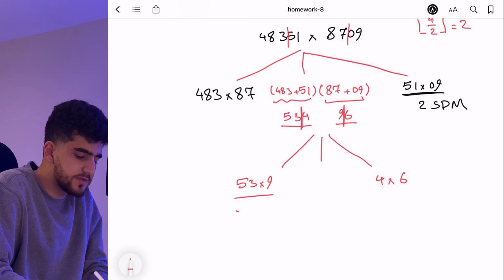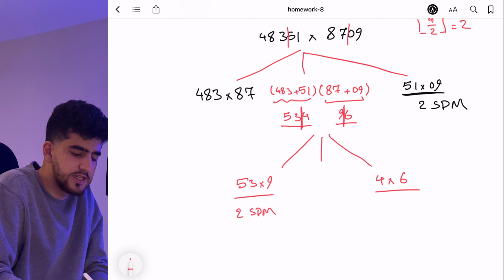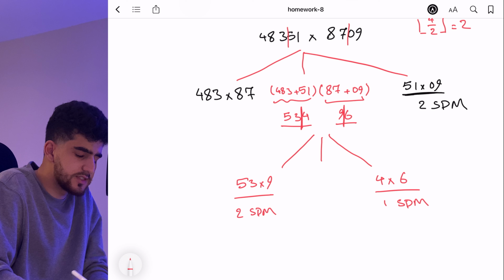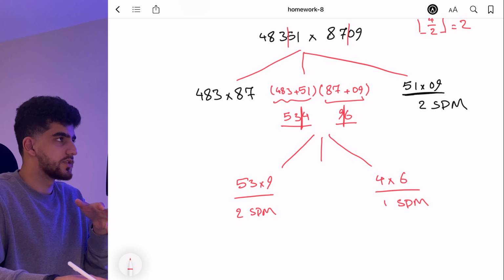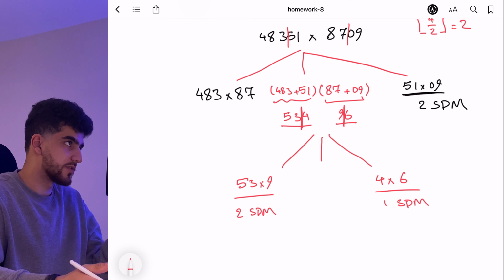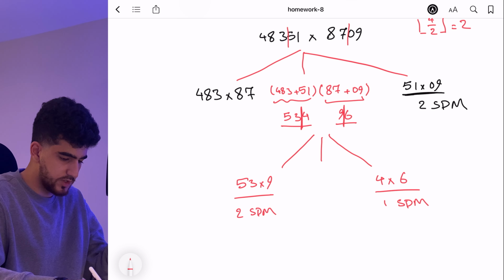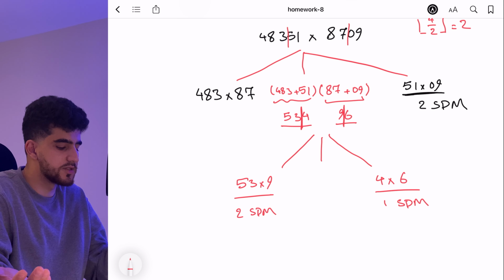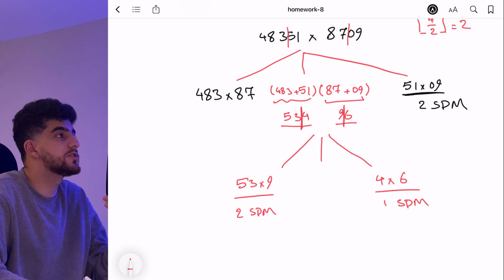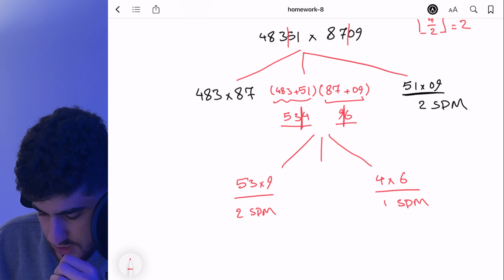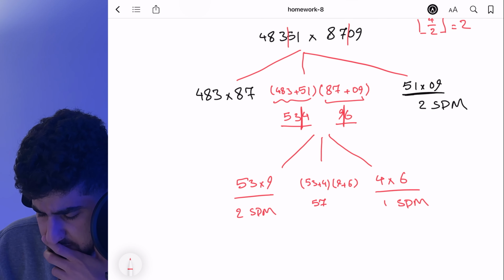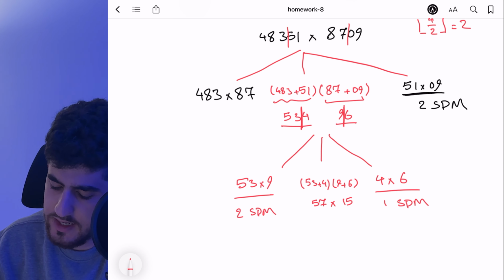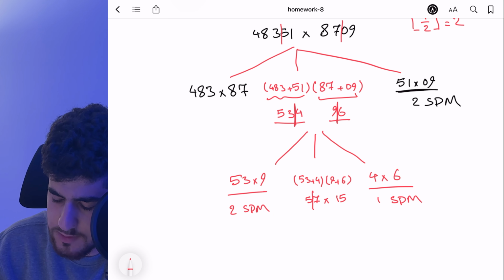Well, in this one we have 2 single digit multiplications. In here we have 1 single digit multiplication. Why? Because one of them has only 1 digit, a single digit. Therefore, the number of single digit multiplications is equal to the number of digits in the other one. In here, both of them are 1, so it's going to be one single digit multiplication. In here, the other one is 2, so it's going to be two single digit multiplications. And the middle one is going to be 53 plus 4 times 9 plus 6, which is going to be 57 times 15. Both of them have 2 digits, so we have to split with 1 digit.